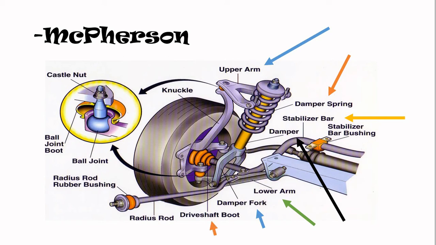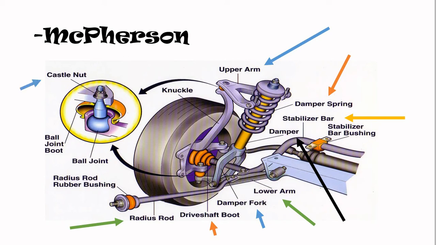The drive shaft boot is a part made of rubber material and protects the joint from dirt and from being hit by rocks or something else. The radius rod is a suspension link that controls the wheel motion in the longitudinal direction and is connected to the chassis. This part does not allow the wheel to get out of its axis.